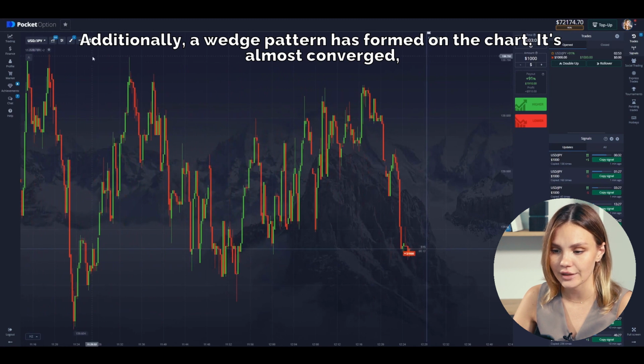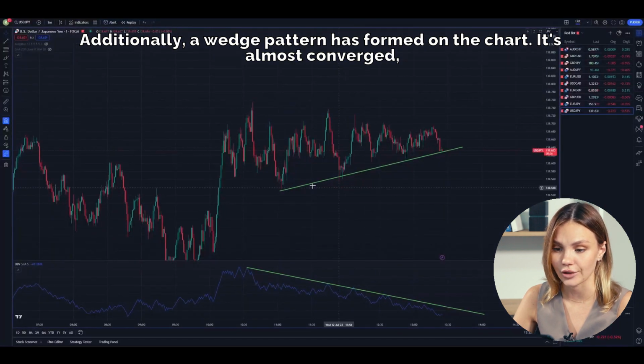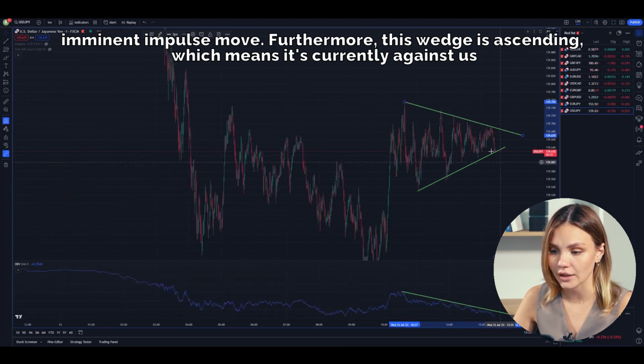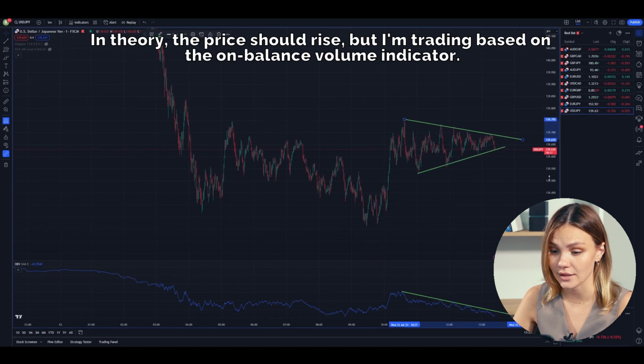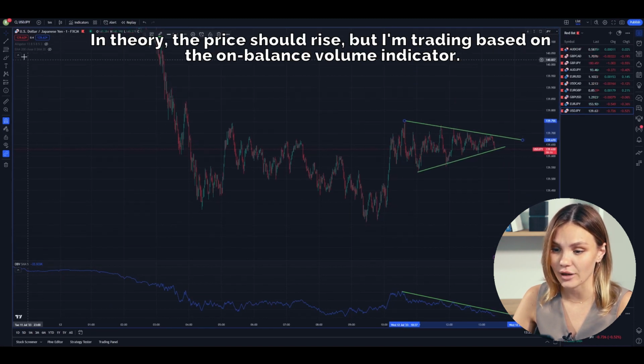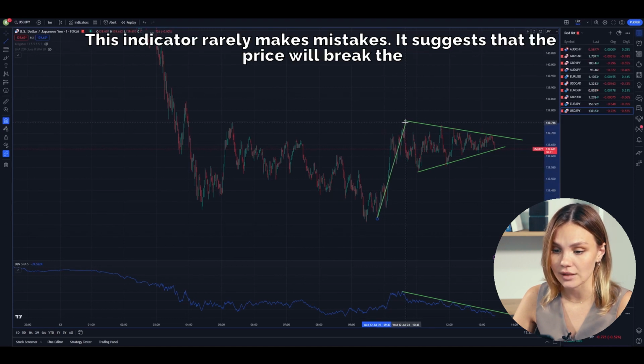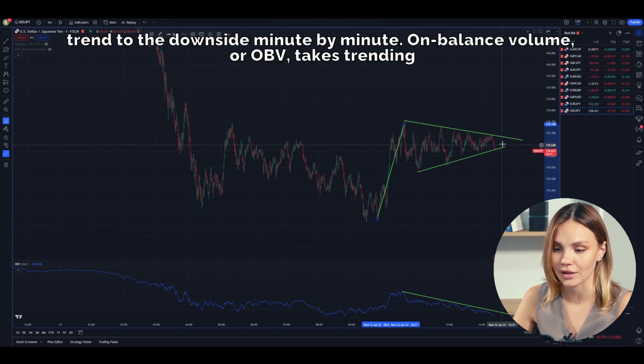Additionally, a wedge pattern has formed on the chart. It's almost converged, indicating an imminent impulse move. Furthermore, this wedge is ascending, which means it's currently against us. In theory, the price should rise, but I'm trading based on the unbalanced volume indicator. This indicator rarely makes mistakes. It suggests that the price will break the trend to the downside minute by minute.